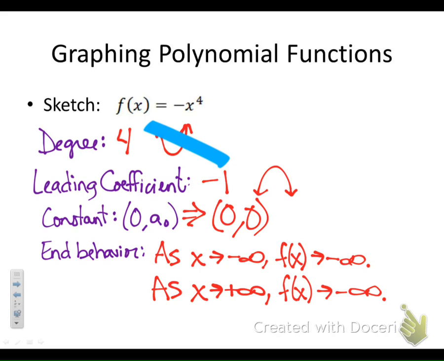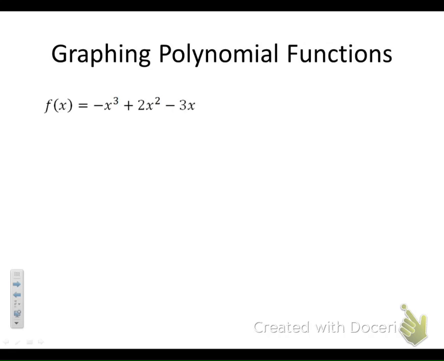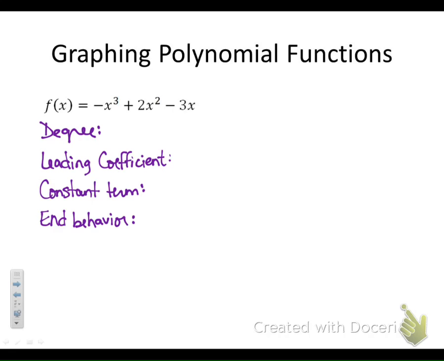Let's draw a sketch. Sketch of this. I have a y-intercept at 0, 0, and I'm supposed to be looking like I'm going down. So what we're going to do is we have a left arrow and the right arrow going down. So we map out everything that we need in order to graph this.